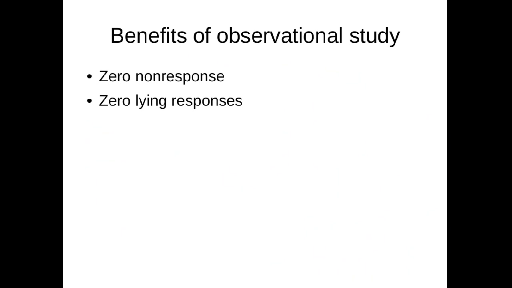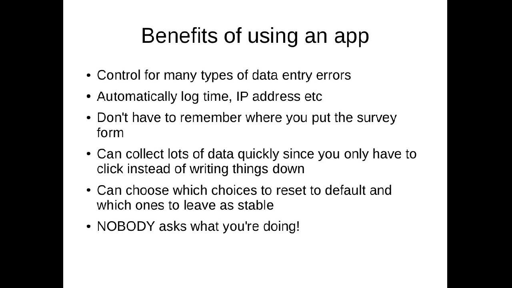Okay, so the benefits of an observational study versus a survey: you don't get any non-response or lying. That's just not part of your problem. Okay, benefits of using an app: there's a lot of controls for the data error. You can automatically log time, IP address. You don't have to remember where you put the survey form.